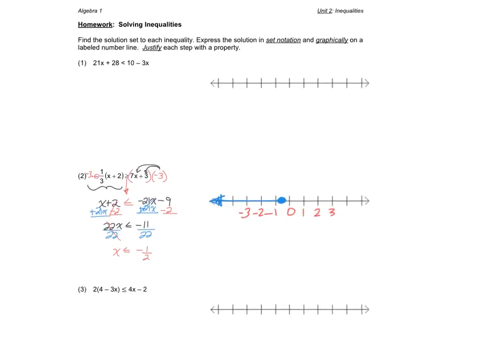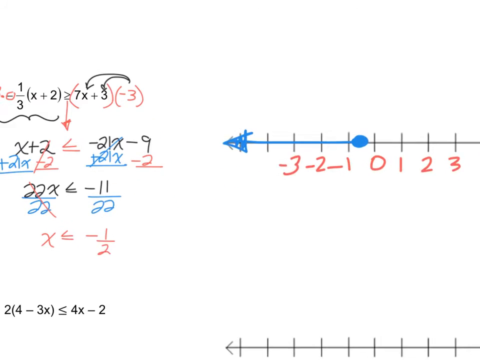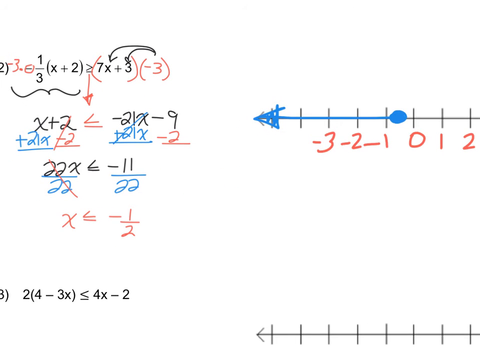All right, I meet the standards of the problem here. Let's see. Set notation. Okay, not quite. I'm almost there. So I just have to make my final statement about my solution here. Squiggly bracket. It's a variable x such that x is less than or equal to negative 1/2.